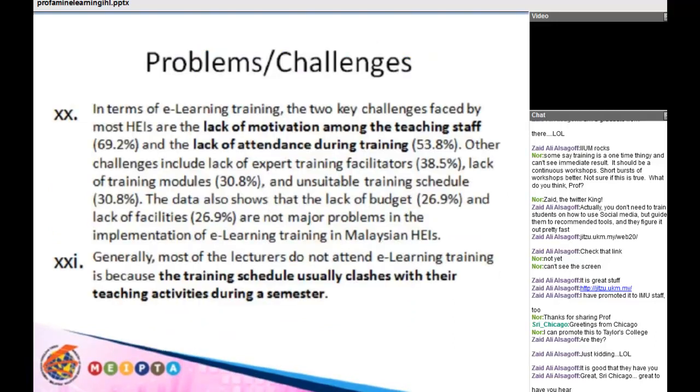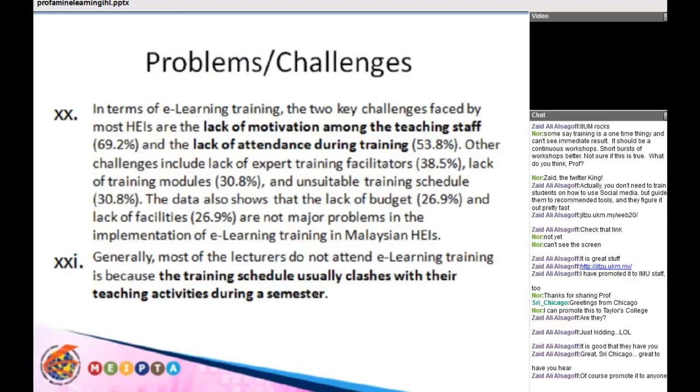Okay, let's move on. Problems in terms of training: lack of motivation among the teaching staff and lack of attendance during training.